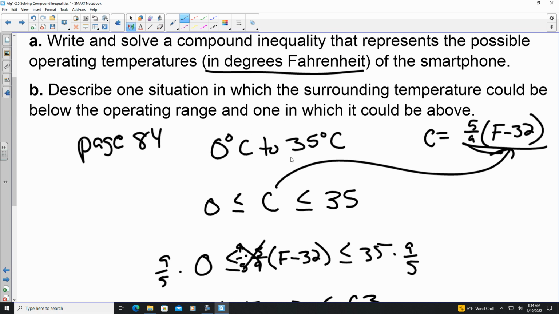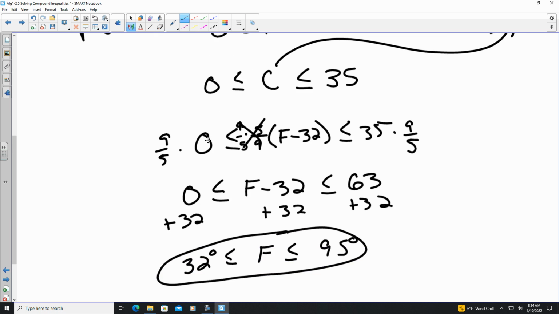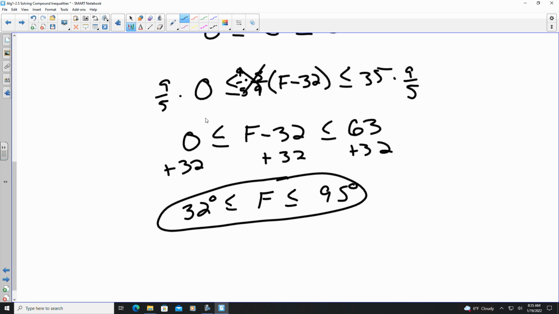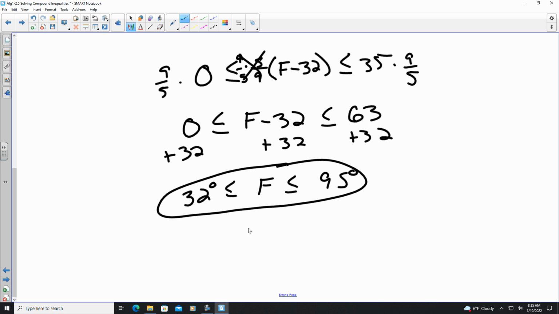So what do they got here in example B? It says describe one situation in which the surrounding temperature could be below the operating range and one in which it could be above. So you're just simply selecting a value that would be below 32 degrees, and you're just selecting a value that would be above 95. And that is being able to solve compound inequalities. Hope this helps. Until next time.